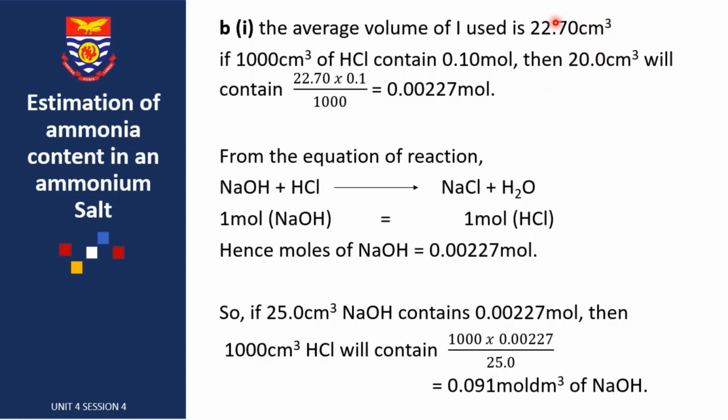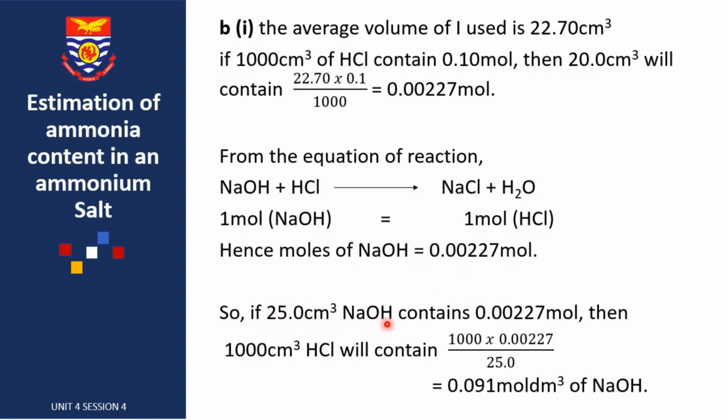So we are now using this to find the corresponding moles of the sodium hydroxide. This 22.70 reacted with the 25 cubic centimeters of the sodium hydroxide. But from this balanced equation, 1 mole of sodium hydroxide reacts with 1 mole of the hydrochloric acid. So moles of NaOH is equal to moles of HCl. If that's the case, then the moles of sodium hydroxide is 0.00227 moles. So this is the number of moles contained in the 25 cubic centimeters of the sodium hydroxide.